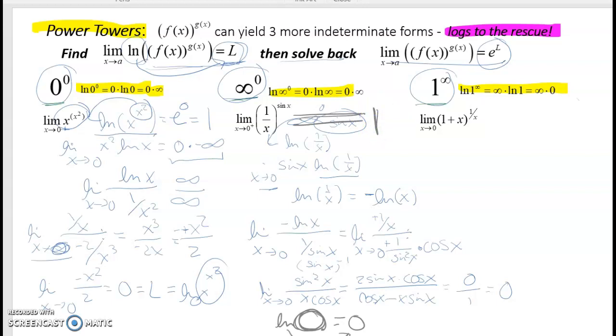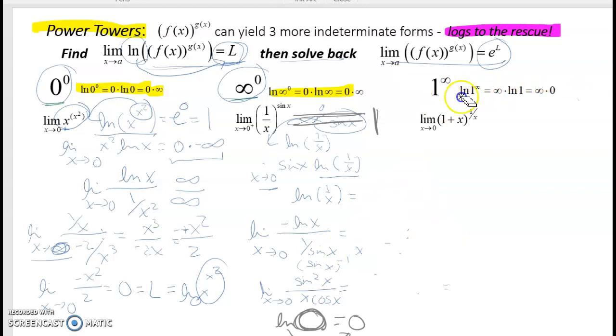Let's try one more. If I can erase some stuff, give myself a little bit of room here. So let's try one more and see what we can do with this.